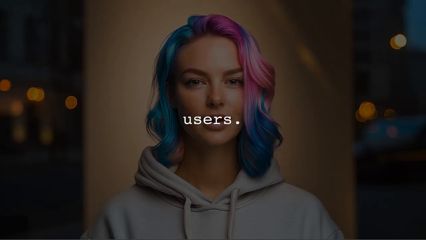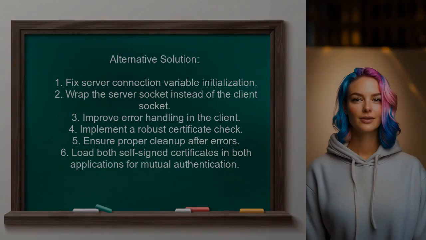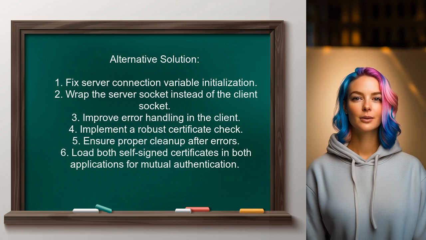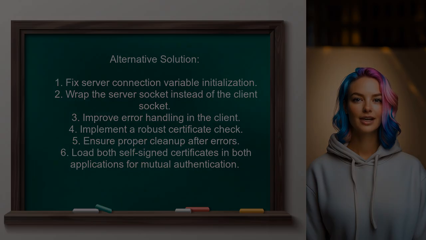Now let's look at the answers provided by other users. An alternative approach highlights several issues in the original code. First, the server's connection variable is unnecessarily initialized to none, and it suggests wrapping the server socket instead of the client socket. For the client, it points out a minor inconsistency in error handling and recommends a more robust way to check certificate attributes. Additionally, it emphasizes the importance of proper cleanup after an error occurs to prevent protocol violations. Lastly, it explains that both self-signed certificates must be loaded in both applications for mutual authentication to work correctly.